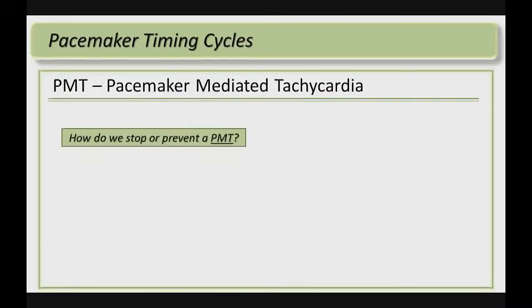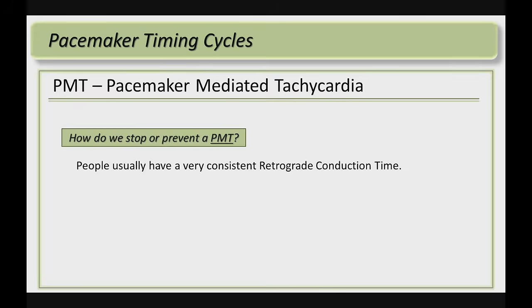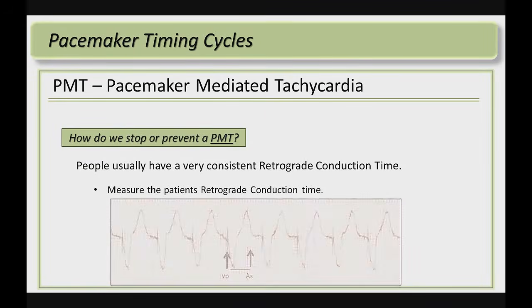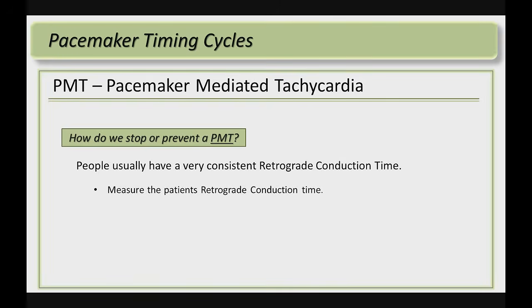Okay, so back to how do we stop or prevent a PMT? People usually have a very consistent retrograde conduction time. So what we want to do is measure the patient's retrograde conduction time. If we look back to our EKG strip of a PMT, we want to find a ventricular pace. From that ventricular pace, we measure to the next atrial sense. That time interval is our retrograde conduction time. Now that we know our retrograde conduction time, we want to program a PVARP longer than that retrograde conduction time.